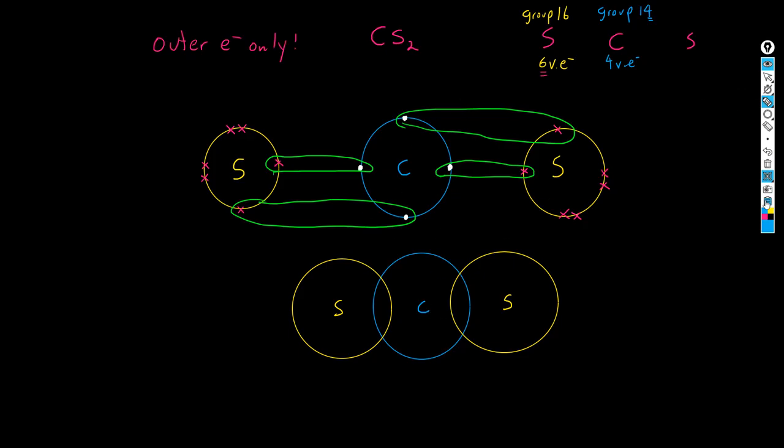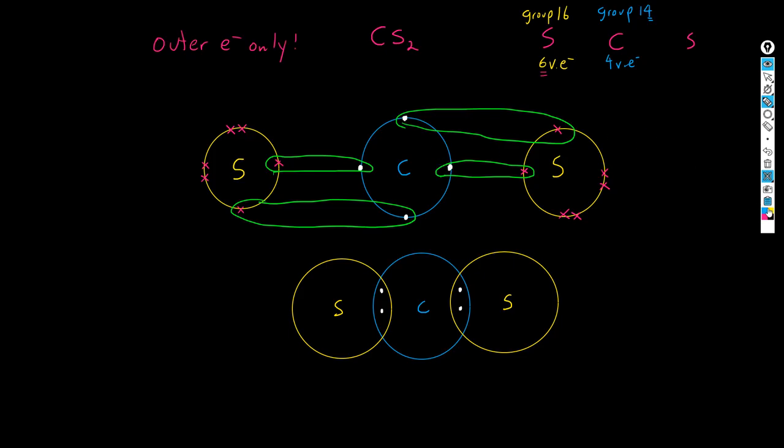And then what happens to their electrons? Well, all of the electrons for carbon were shared. Notice, shared, shared, shared, shared. 2 with the sulfur on the left, 2 with the sulfur on the right. Meaning that we're going to have here 2 with the sulfur on the right, and then 2 with the sulfur on the left, which are dots, because the carbon electrons were originally dots.